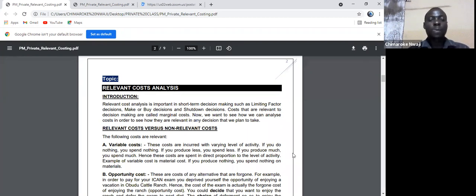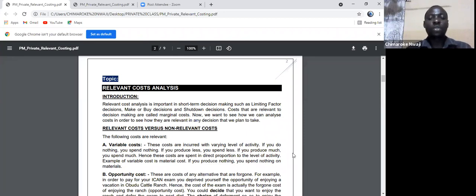Because of this make or buy decisions and shut down decisions, we are going to be talking about relevant costs, because relevant cost is being used in analyzing this situation. Costs that are relevant to decision making, we usually call them marginal costs.